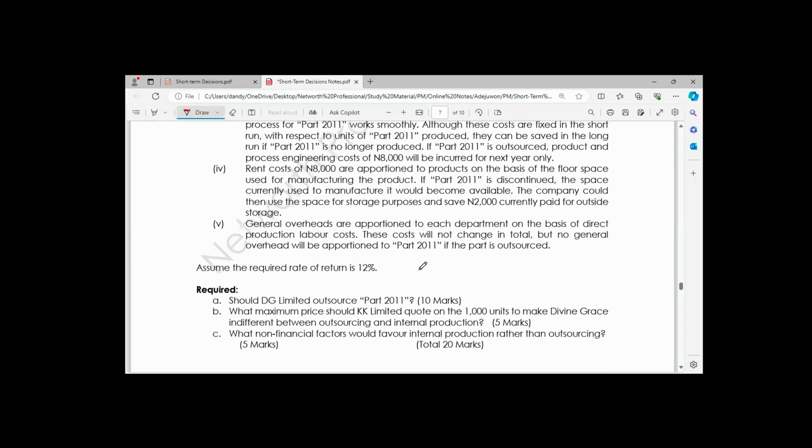A. Should DG Limited outsource Part 2011? B. What maximum price should KK Limited quote on the 1,000 units to make Divine Grace indifferent between outsourcing and internal production? C. What non-financial factors will favor internal production rather than outsourcing?